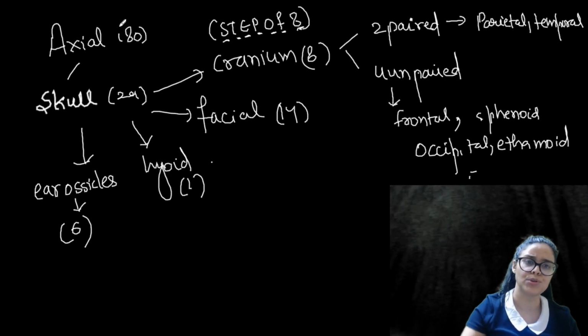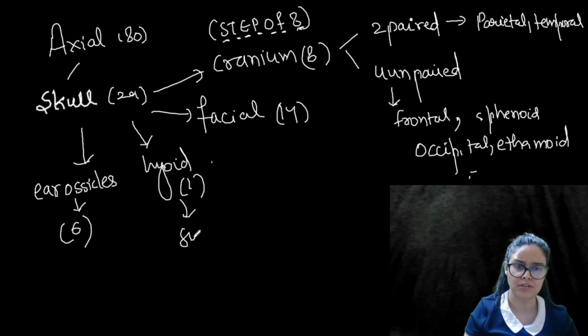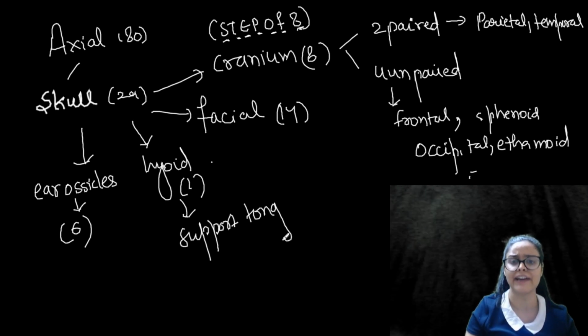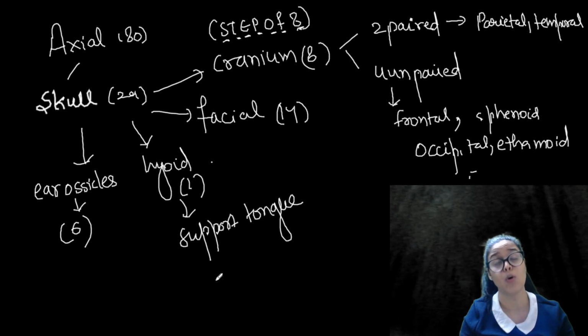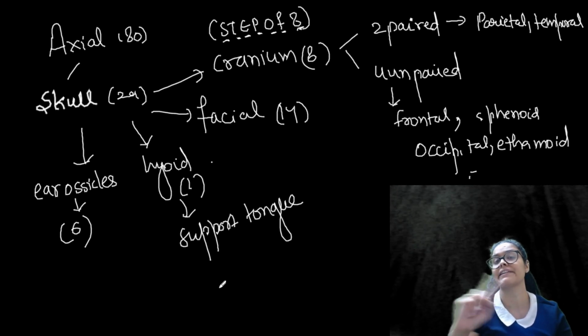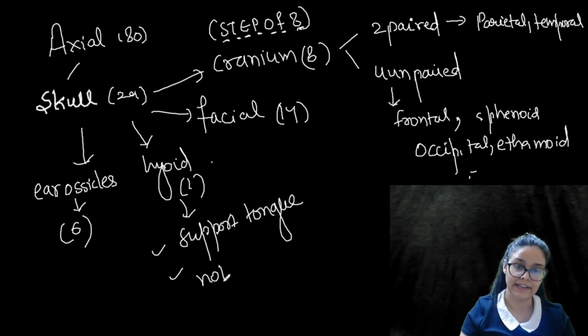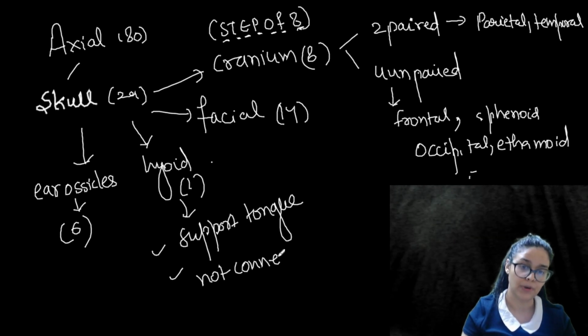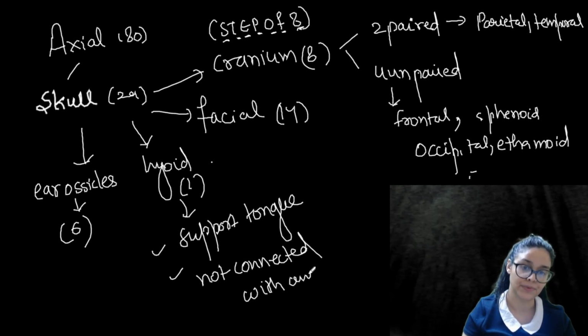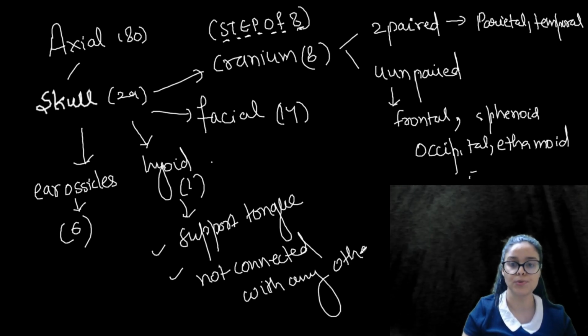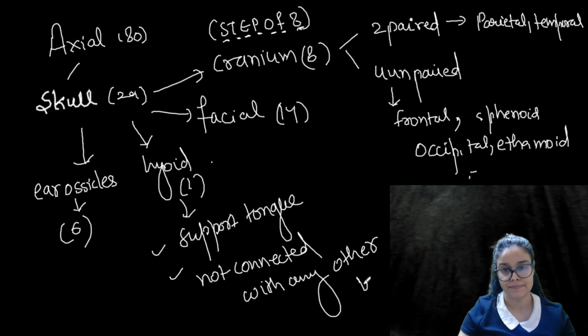Hyoid, I have told you, basically supports the tongue and is present at the base of the buccal cavity. It is single, and it is the only bone of the body that is not connected or articulated with any other bone. So this is the beautiful point of it, right?